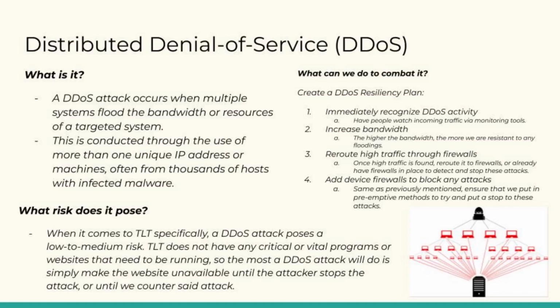Well, we want to first create and establish a DDoS resiliency plan, starting with having people actively monitor incoming traffic so that they can recognize this DDoS activity. The faster we can realize it's happening, the faster we can act. Secondly, we need to increase the bandwidth of our systems. If we can increase the bandwidth, then we can increase how much of the attack we can handle. Lastly, we would want to reroute any traffic spikes through firewalls to essentially filter any DDoS attacks. And if we don't have these firewalls already, just make sure to add them to our system afterwards.